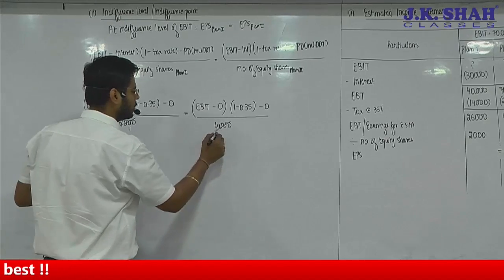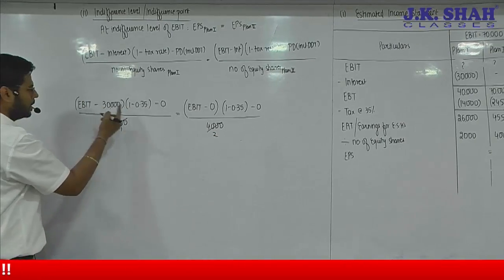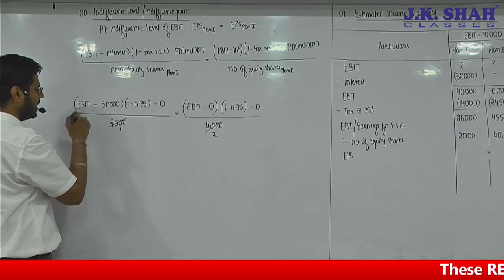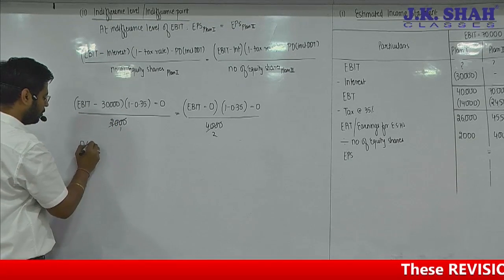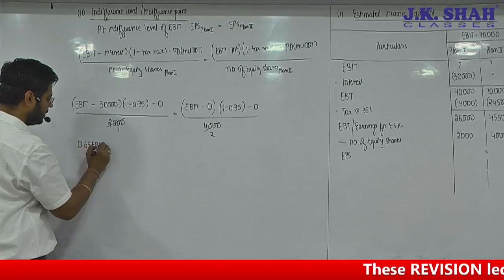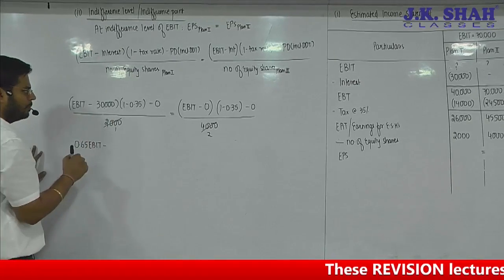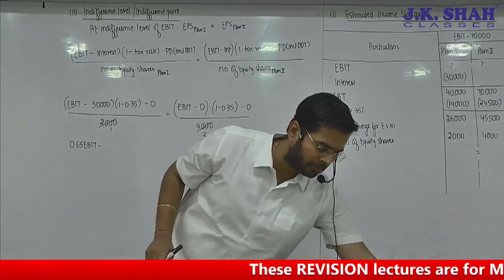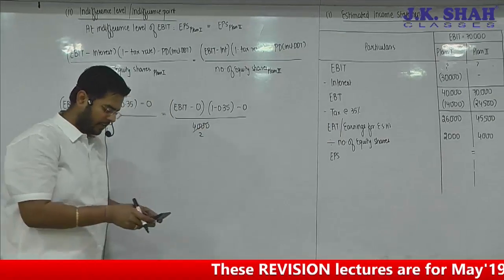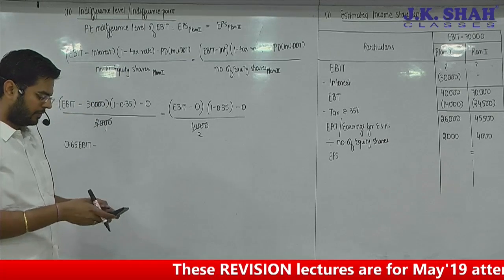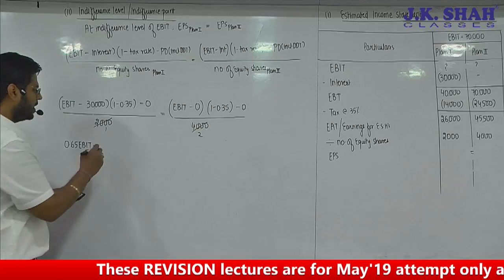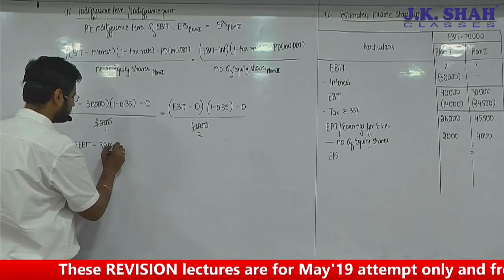So this is going to be 0.65, and 0.65 into EBIT will give you 0.65 EBIT minus 30,000 into 0.65. Friends, how much is this going to be? Please do the calculations on your own. I'll do it on my own. So we have 60,000 into 0.65. So that's giving me 39,000 rupees here.